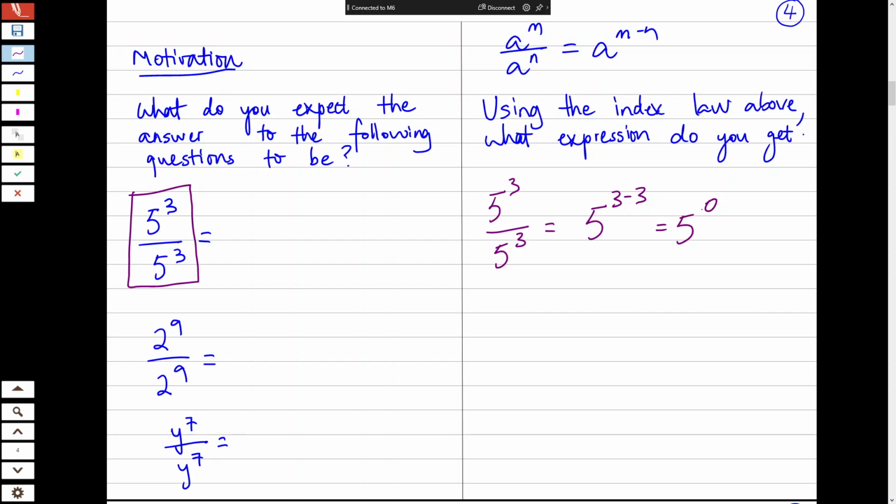Now, I have not actually told you what this is. The whole reason I'm going through this is we actually need to decide as a community of mathematicians what we mean by taking a number to the power of 0. If we want to proceed with this, it will be really nice if our definition for 5 to the power of 0 also works with this index law. So on the right-hand side, I've applied the index law. Whatever this turns out to be, featuring Mitchell and his calculator, it's going to have to be the same as 5 to the power of 0.